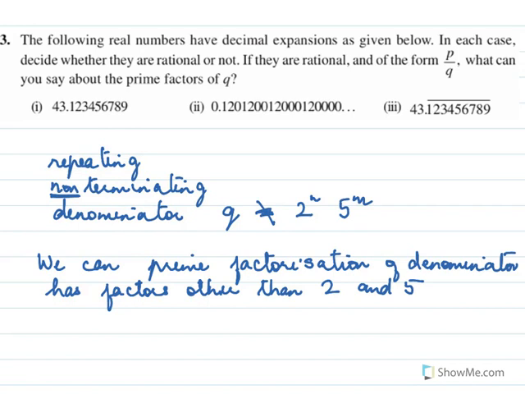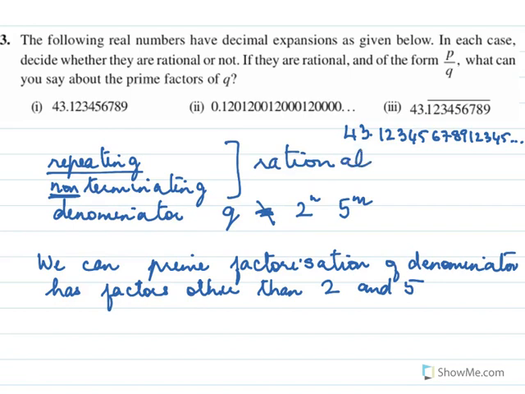It is not of that form because of what the line means: it is repeating. This is 123456789, 12345, and it goes on. It is non-terminating but repeating, however. So it is a rational number. It can be written as P over Q. But its prime factorization has factors other than 2 and 5 because it is non-terminating.